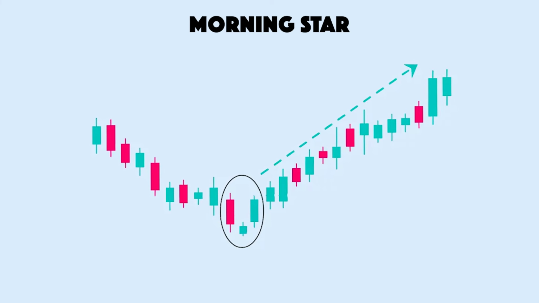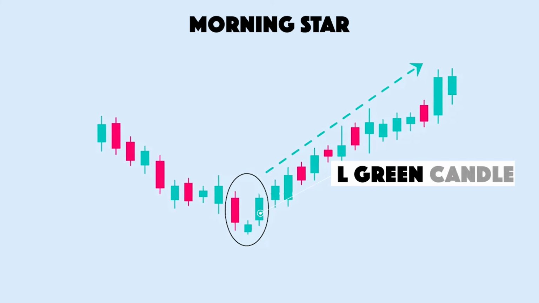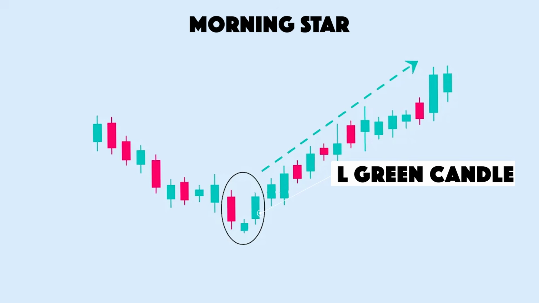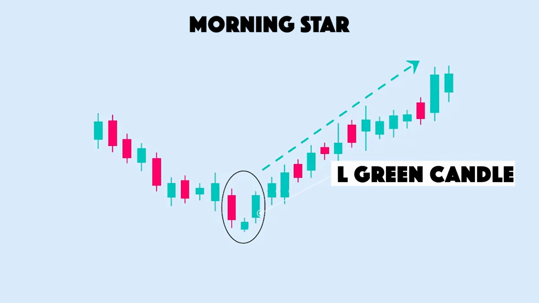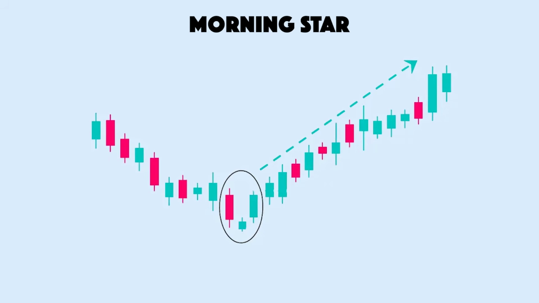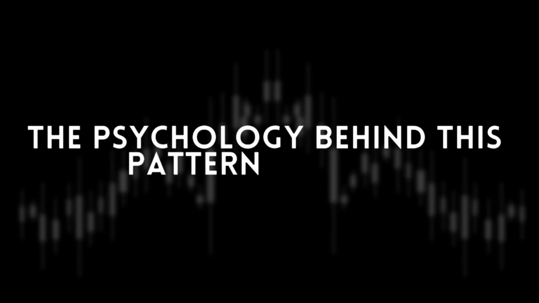The third candle is where things get interesting. It's a large green candle opening with a gap up. It starts near the low of the first red candle and closes near the high of it, signaling a potential reversal. The psychology behind this pattern is simple.